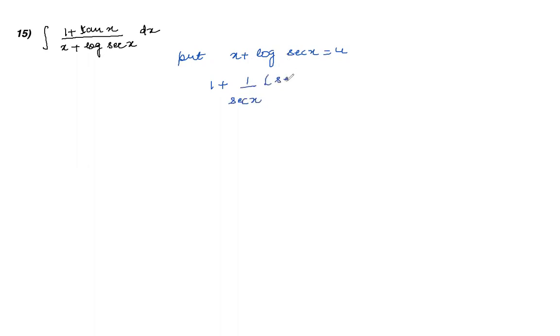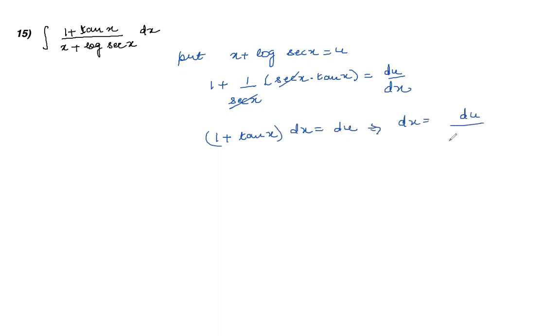That is equal to sec x into tan x. So hope this is clear to you. This would give me du upon dx. Now both the terms will get added and I have got 1 plus tan x into dx is equal to du, right? So it implies that the value of dx is equal to du upon 1 plus tan x. Now I'll put these values in the question, okay?